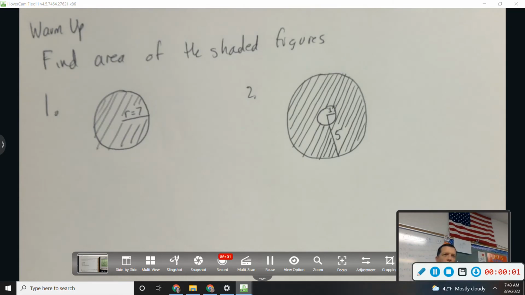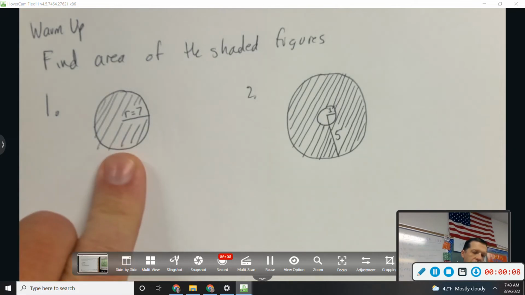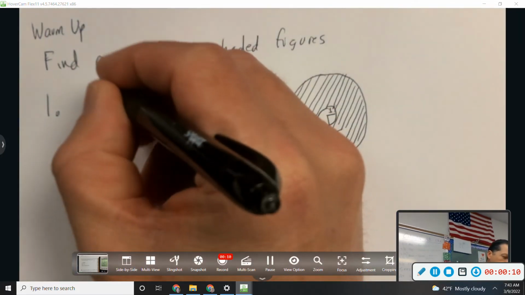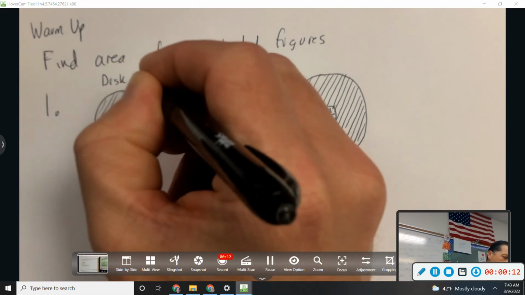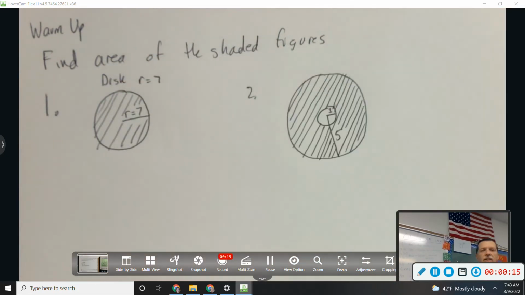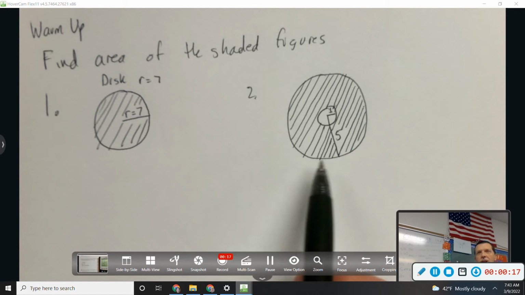So a super simple warm-up that'll lead into today's lesson. Find the area of the shaded figures. One's a disk, completely filled in with r equals 7. And the other is, what name would you give that shape?